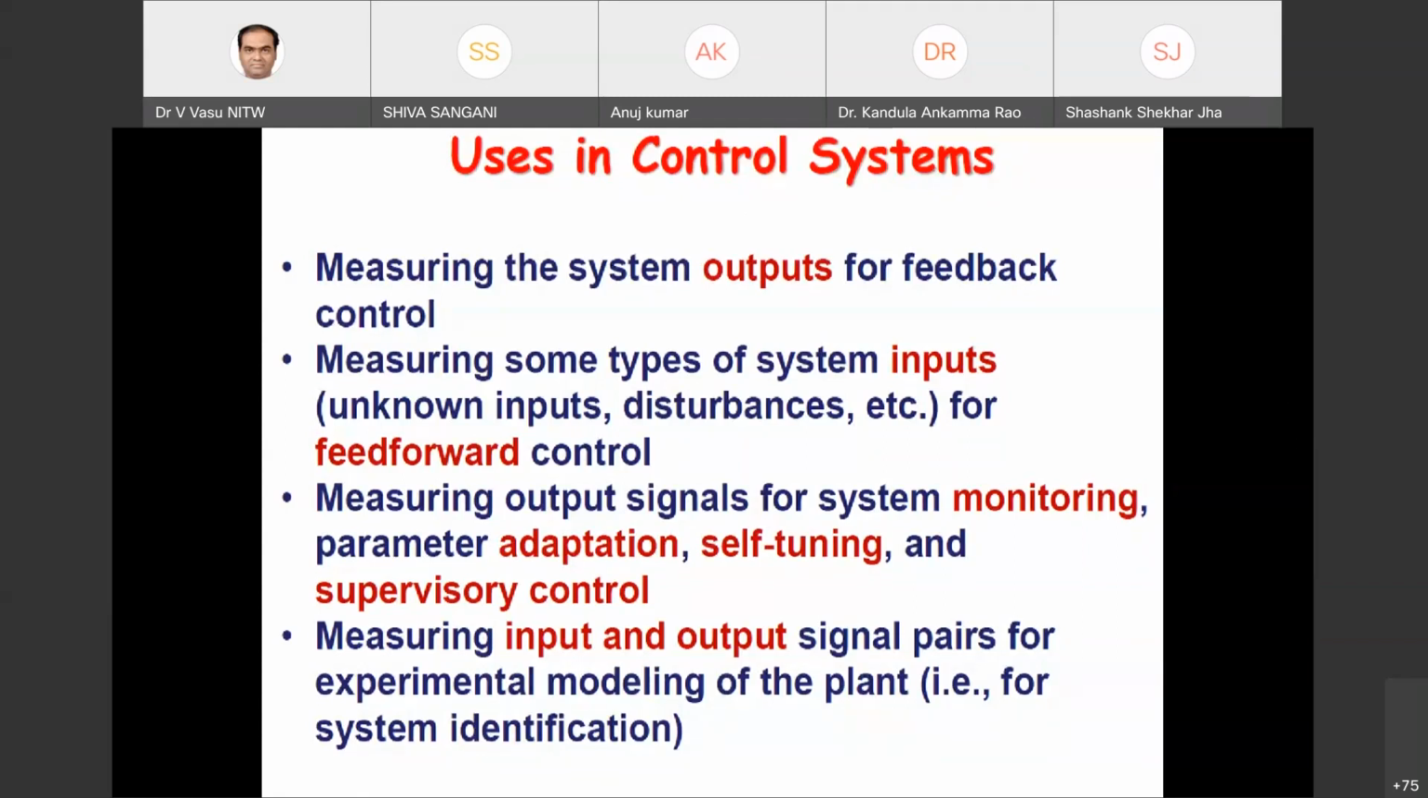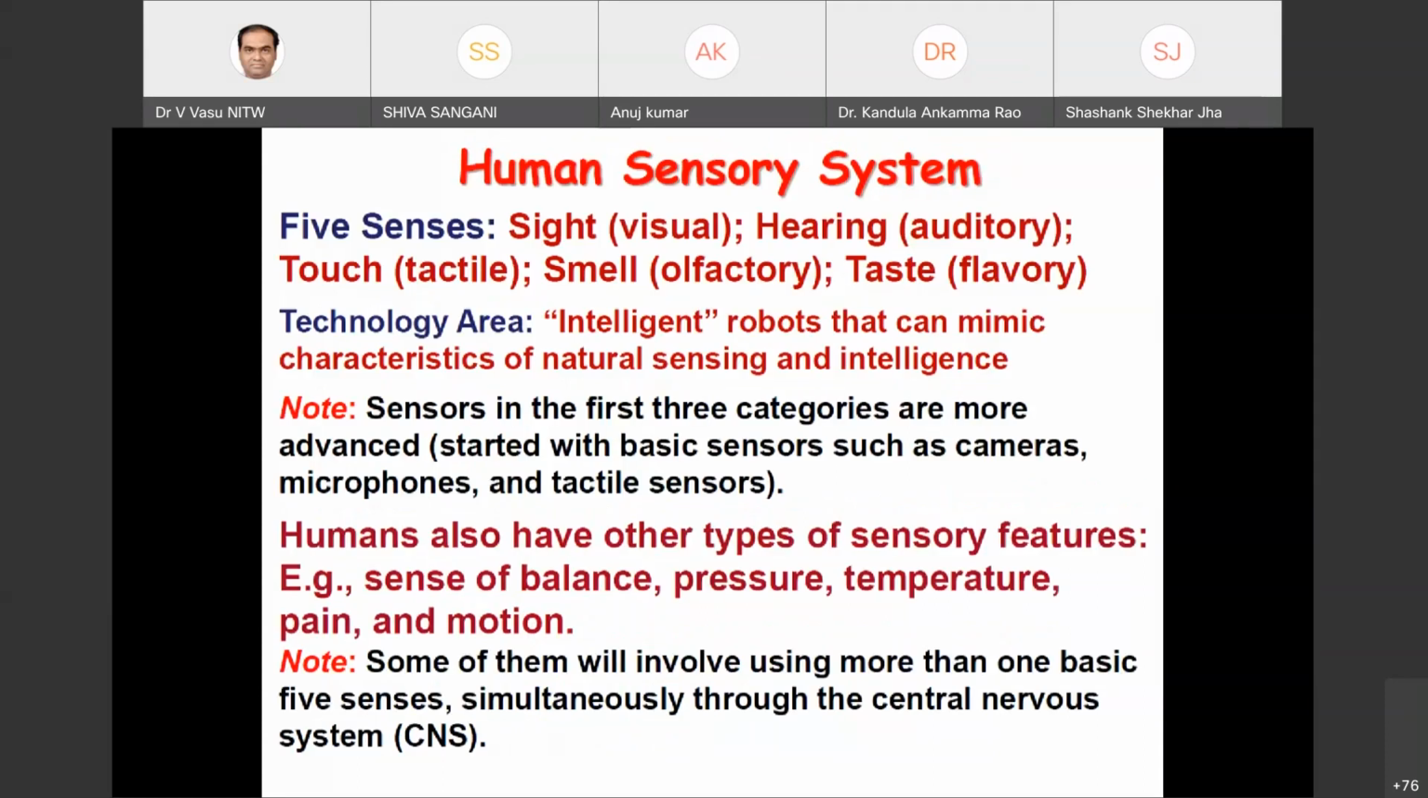What are the different sensors which are going to be required for a control system and the measuring of input? Okay, so now we will be able to discuss and compare the sensory human system. The human being has sensory organs, and how this particular sensory system can be replicated or mimicked in any robotics or automation would help.